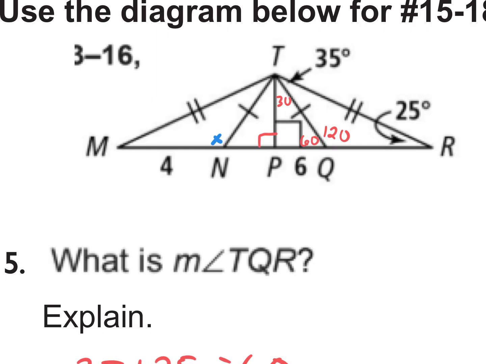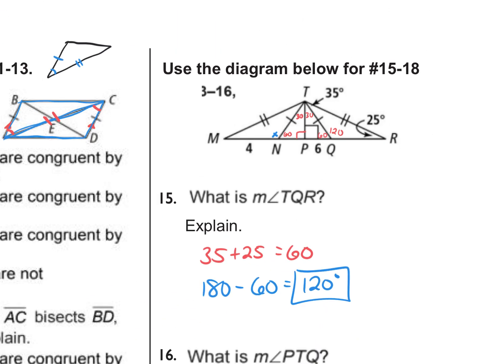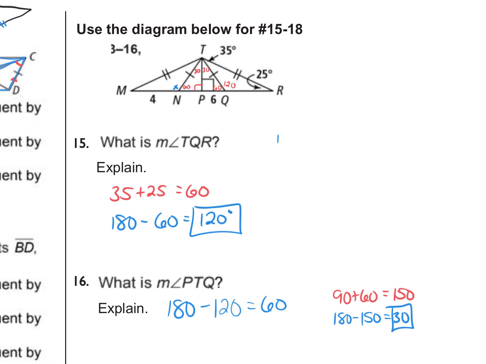What do you notice about this guy right here? What kind of triangle is that? Isosceles. So what can we say about this angle right here? 60. So if we did the same process, this would also be 30. Okay, how can we find this guy right here? It's on a straight line, so for number 17, we can do 180 minus 60 to get 120. Awesome. See how we kind of worked our way there? We did crack the code.